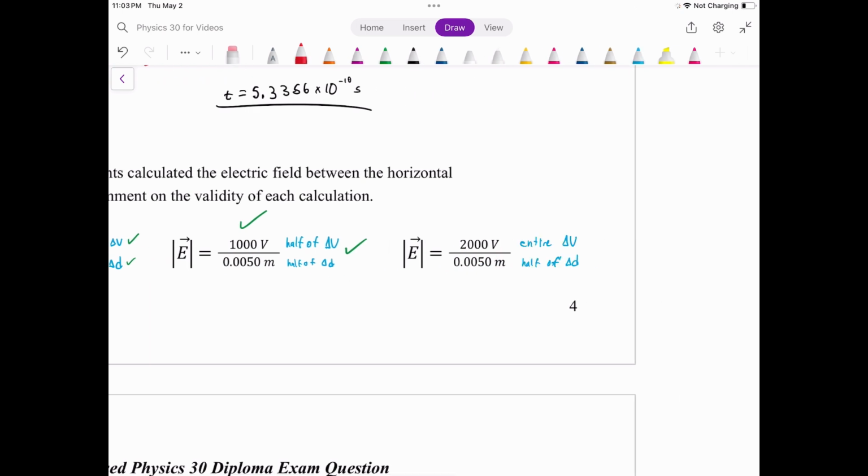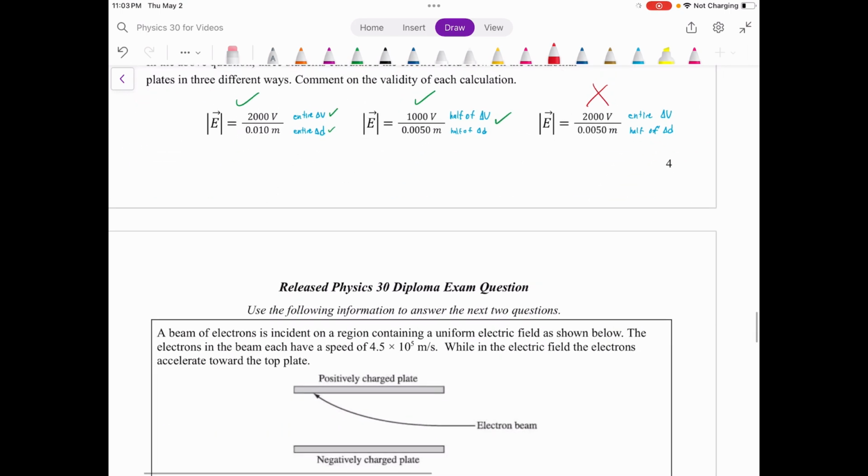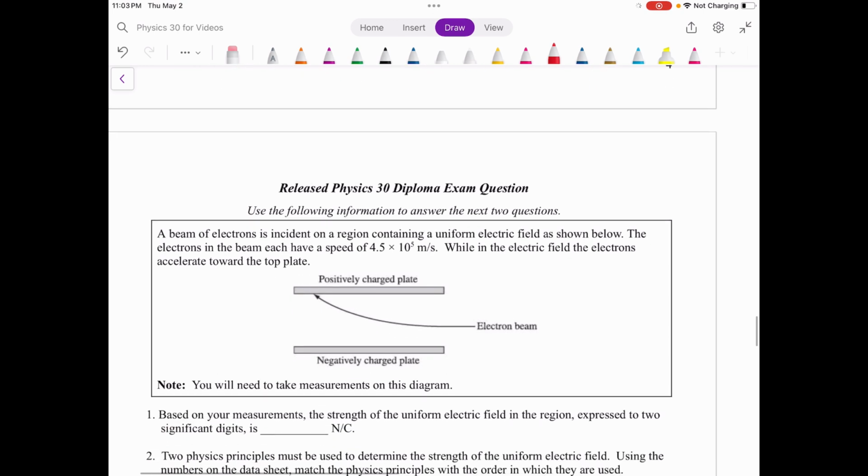They've used the entire potential difference all the way across the plates, but they've only thought about a change of distance of halfway across the plates. So no, this one does not work. All right, one last example. It comes from an old Physics 30 diploma.